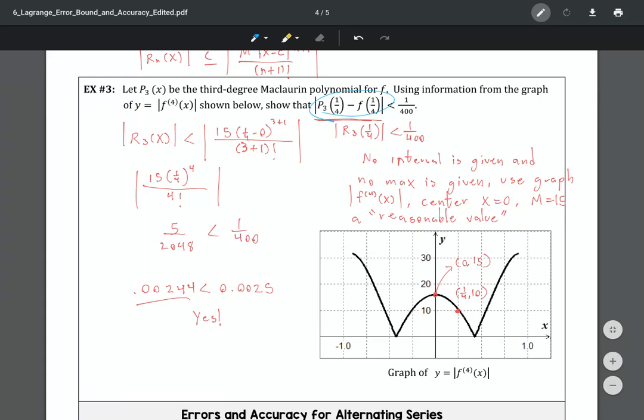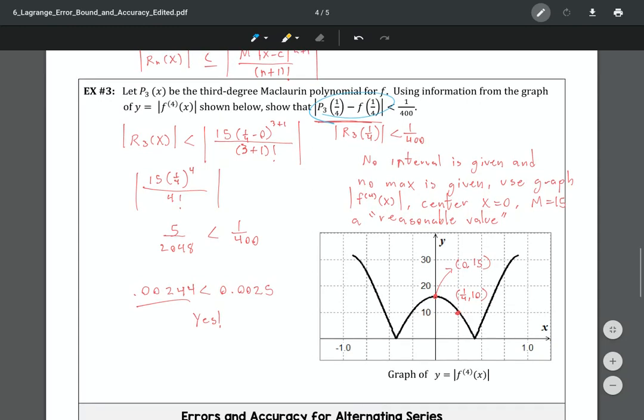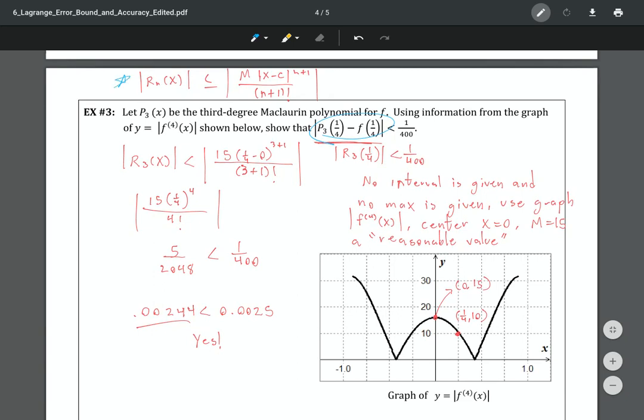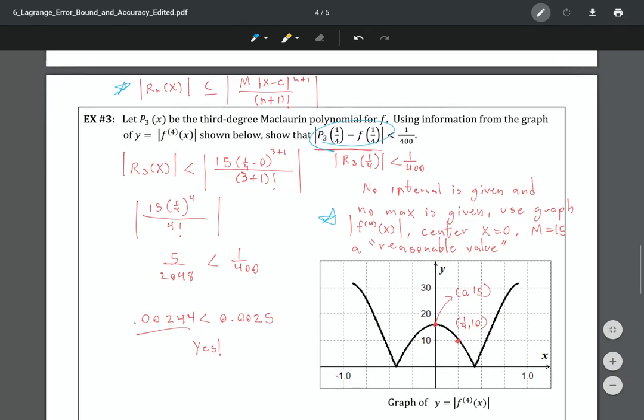Now this right here just represents the error, or what we call the remainder. So the error bound. On this particular problem, I'm using this formula up here. Notice that I had to use this graph to figure out where the max would be. Because this is centered at 0, I decided that the max this could be was 15, because it's more accurate in the middle since it's a Maclaurin polynomial centered at 0.